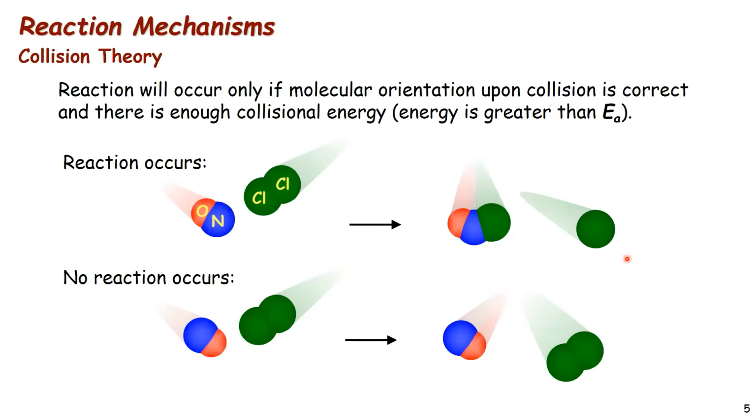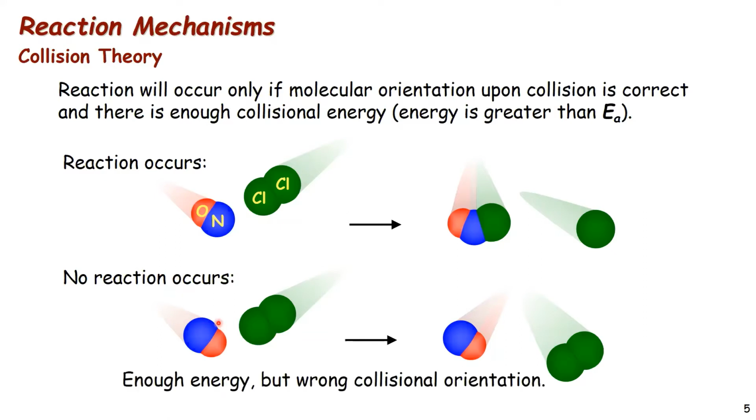Now, this is usually important for neutral compounds. If you have two ions reacting, it doesn't matter as much because the ions will pull each other to one another and eventually get into the correct orientation. So this is generally more important for neutral compounds than it is for ionic compounds in solution. So again, you've got to have enough energy and you have to have the proper orientation.